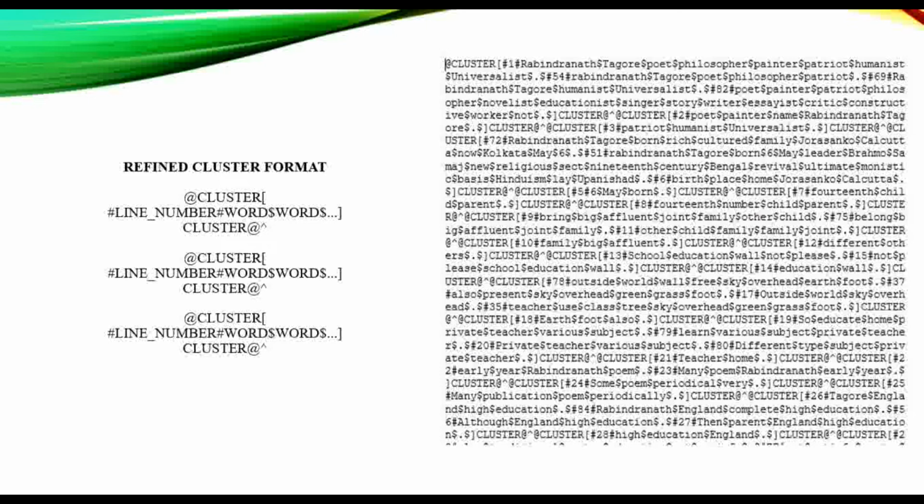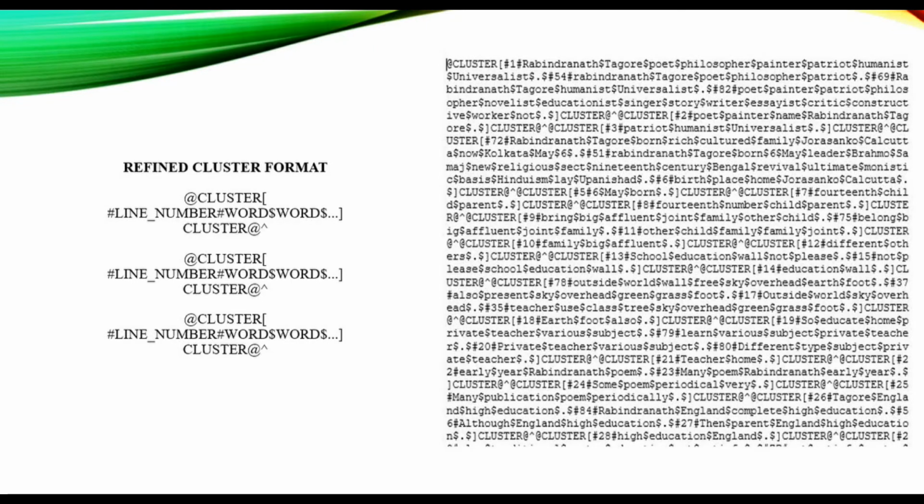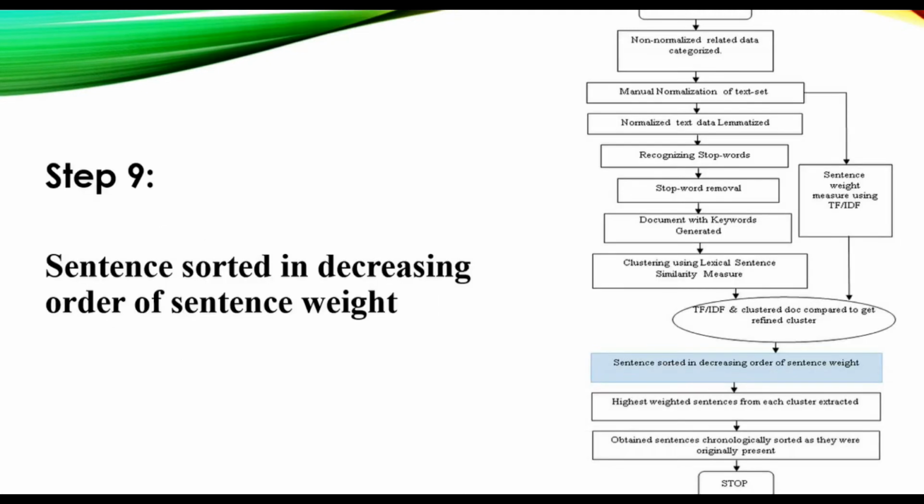This is an example of the defined cluster format that is generated by comparing the word weight file with that of the normalized text. Sentences are sorted in decreasing order of sentence weight. The sentences within the cluster are internally sorted in decreasing weight.